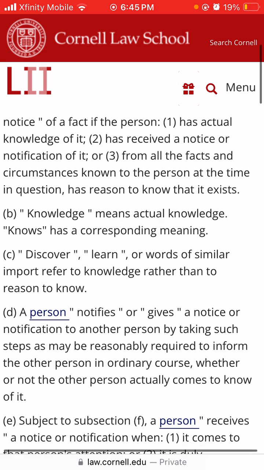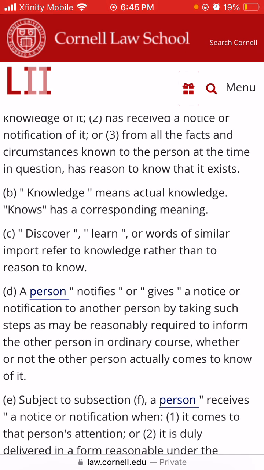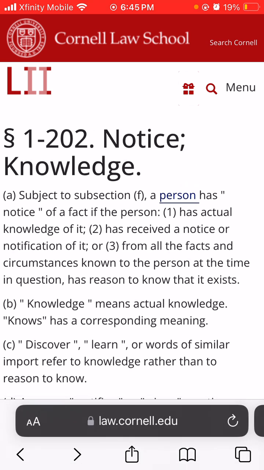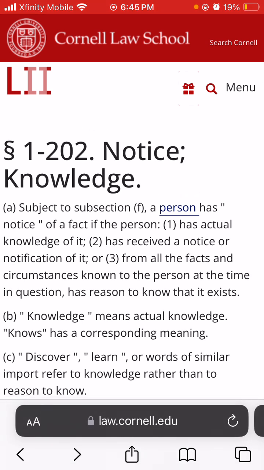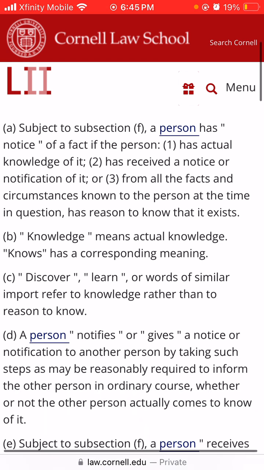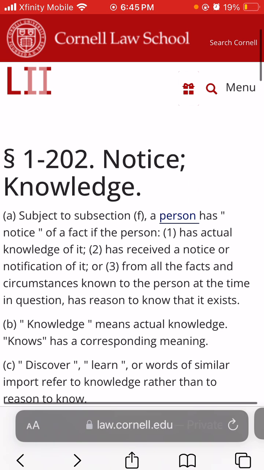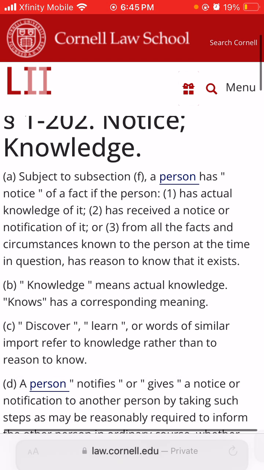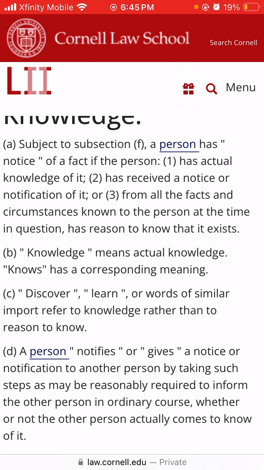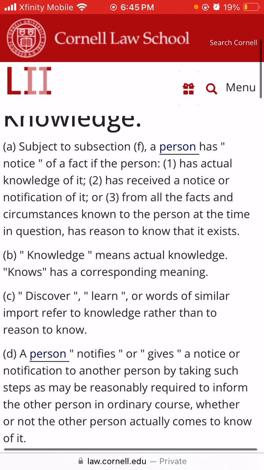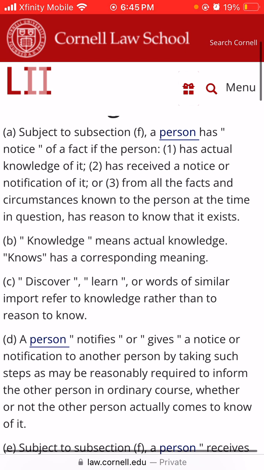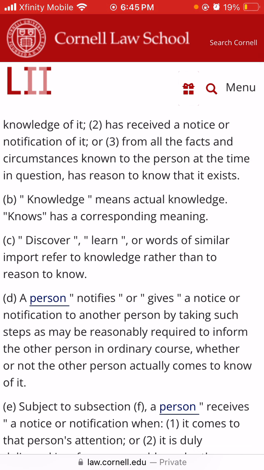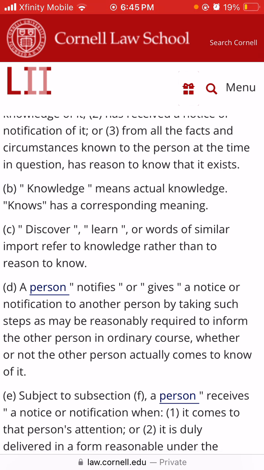Okay, so B. Knowledge means actual knowledge. Up here, A says a person has notice of a fact if the person has actual knowledge of it, so they're mentioning actual again. Knowledge means actual knowledge, and knows has a corresponding meaning. So they know it, or they have knowledge. C: discover, learn, or words of similar import. Synonyms of discover or learn refer to knowledge rather than to reason to know.